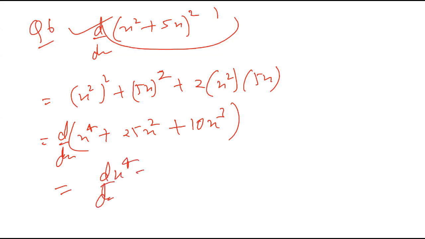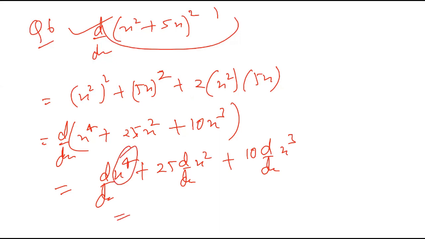Here, this is 25. 25 will come in the forward place, and there will be d by dx of x squared. You can write it 10 times d by dx of x cubed. Now here, x power 4 is what? This is 4x cubed. 4 will come in front. Then x raised to power 4 minus 1, which will yield you 4 minus 1 is 3.